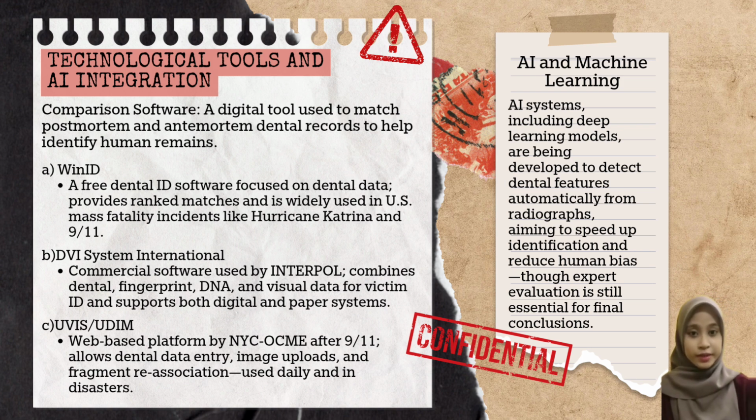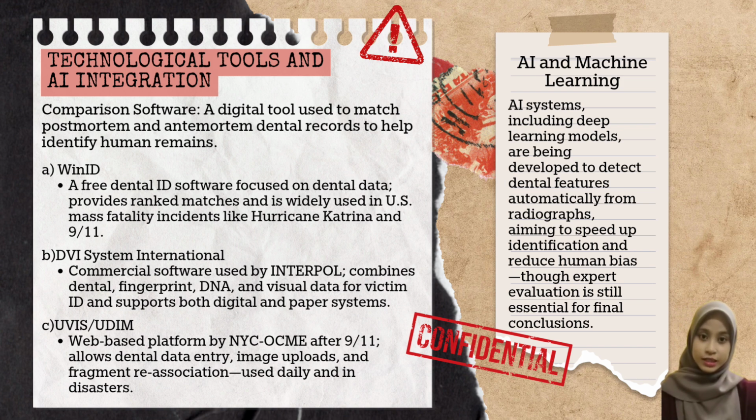First technology is comparison software. Comparison software helps match dental records from postmortem and antemortem sources. It's a digital tool that assists experts in narrowing down possible identities. There are three main programs, which is first is WinID. WinID is a free tool focused only on dental data. It generates ranked match results and has been used in major disasters like Hurricane Katrina and 9/11.